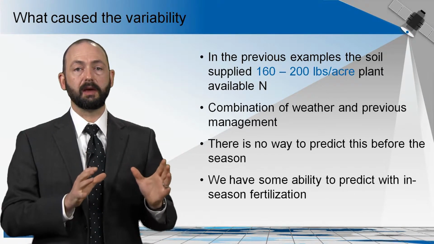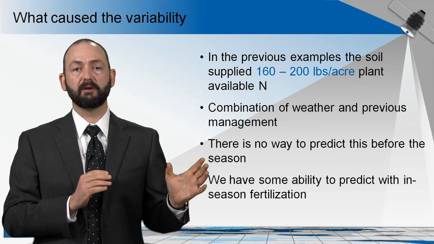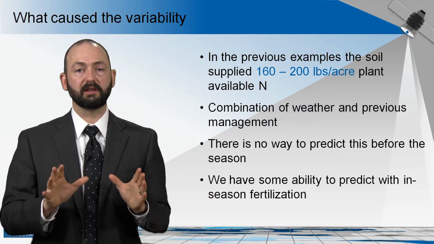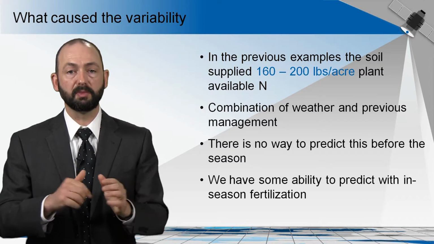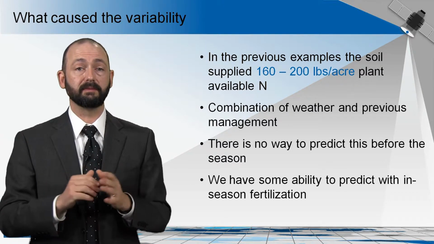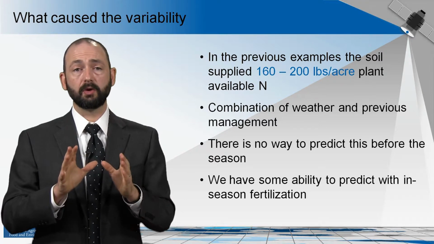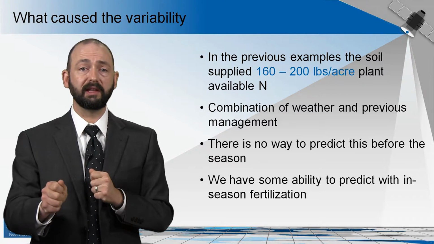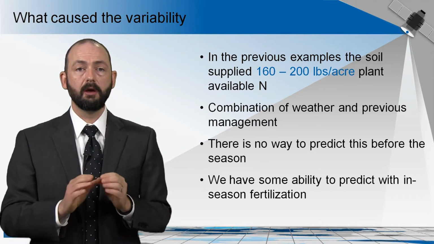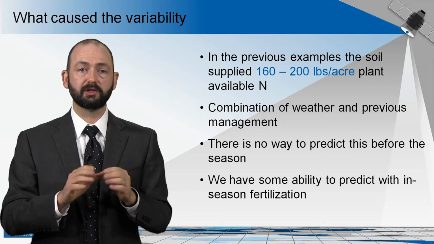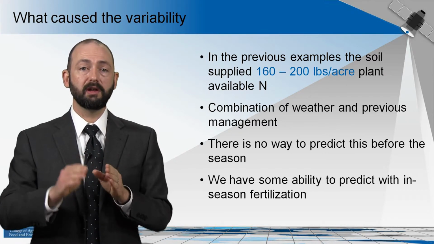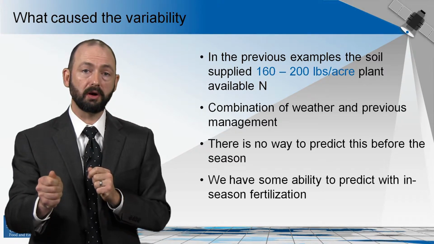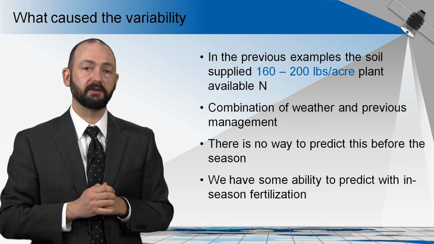So, in those previous examples, we got 160 to 200 pounds per acre of plant available nitrogen, and it was a combination of weather and previous management. There's no way to predict this before the season, but we have some ability to predict it in season through fertilization in season. And that's why in nitrogen management in corn, even outside of precision ag techniques, split applying nitrogen, putting it on in season is one of the strongest tools we have. Because regardless of everything else, soil texture, cropping system, 30 to 40 days inside that season, we have more knowledge. And if you have more knowledge, you're smarter, and you can make better decisions about your nitrogen management.